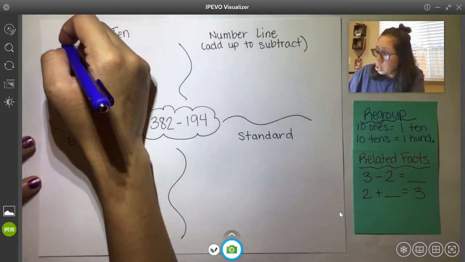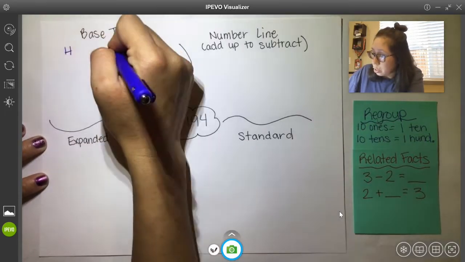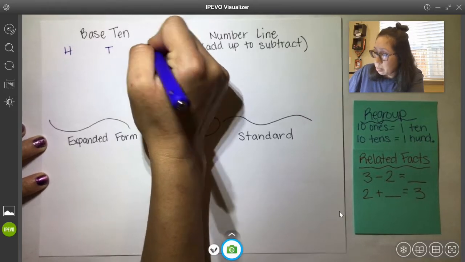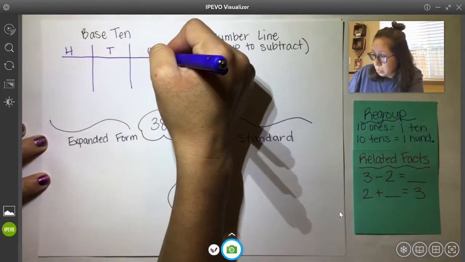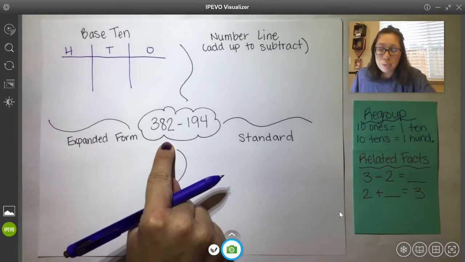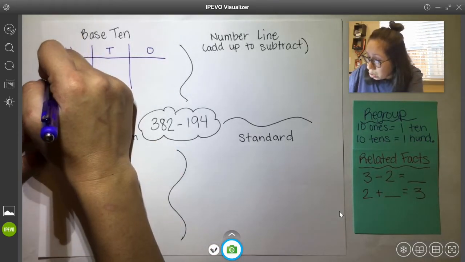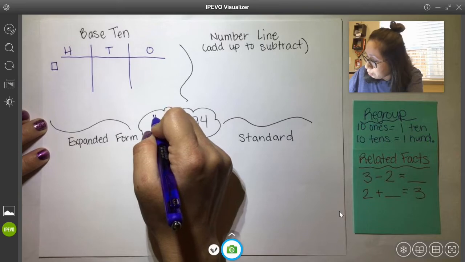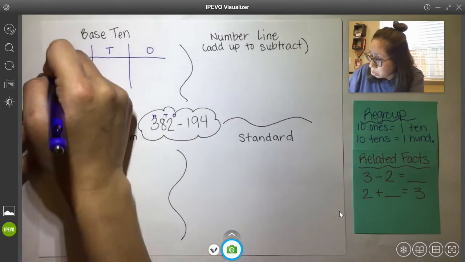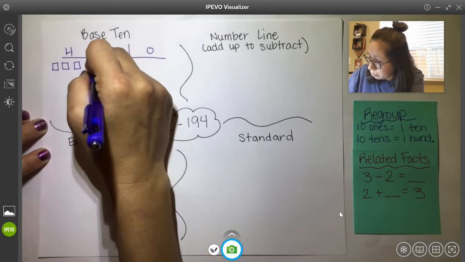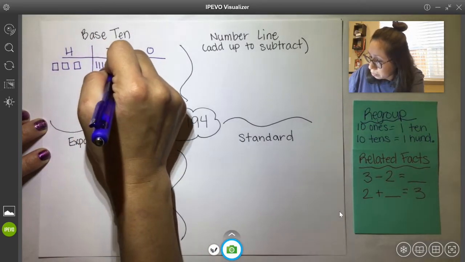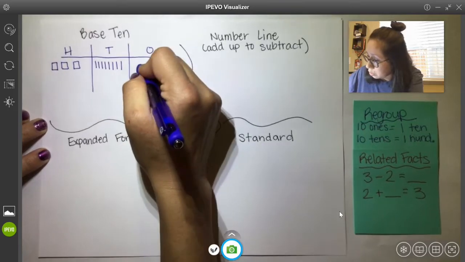For the base 10 strategy, I'm going to be making an HTO chart with a lot of space in between for my drawing. We are going to draw out base 10 blocks for the number with the largest value, and that's 382. So 382 has 3 hundreds, 8 tens, and 2 ones.